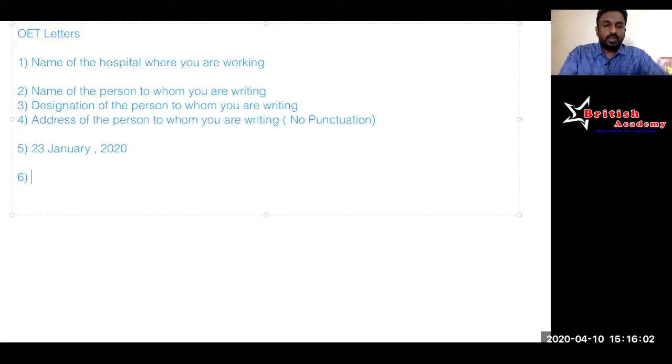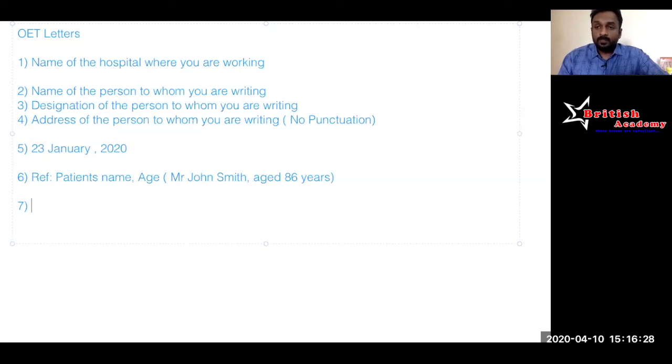Sixth point would be your subject, that is your reference. So either you write RE or you write REF, both are fine, no problem with that. This will always be the patient's name and age. For example, Mr. John Smith, comma, age 86 years. This is also fine, no problem with it. Leave one line.